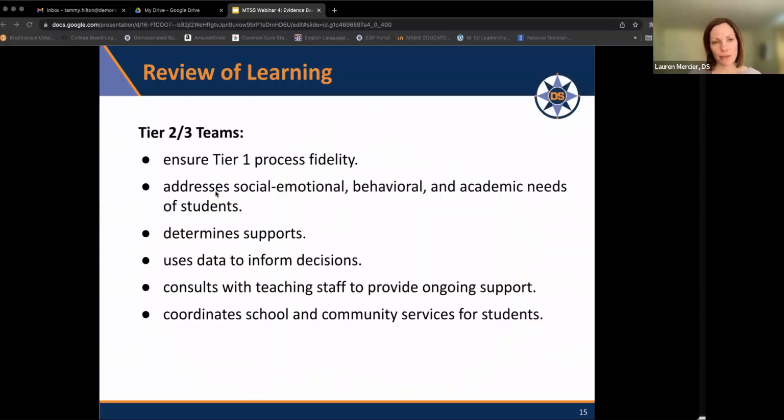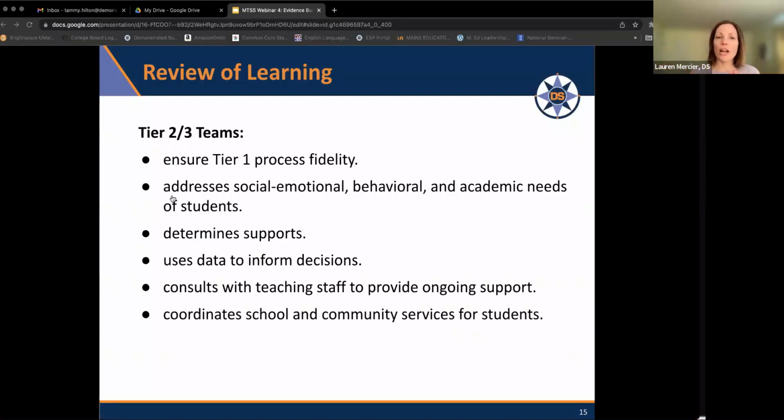There's also a tier 2-3 team. Some schools, depending upon need, have these teams separated. We're going to just combine them into one team as we talk through this, but essentially this team is ensuring tier 1 process fidelity. Okay. We want to make sure that programs are being used with fidelity at tier 1 before we are requesting assistance for a student from the tier 2 or 3 team. Okay, we want to make sure that teachers are really employing universal strategies, tier 1 practices, trying several of them before we refer a student to tier 2.